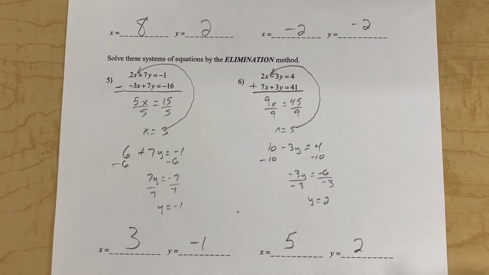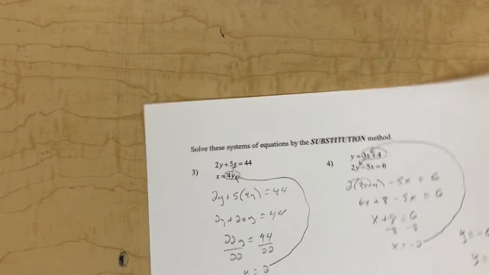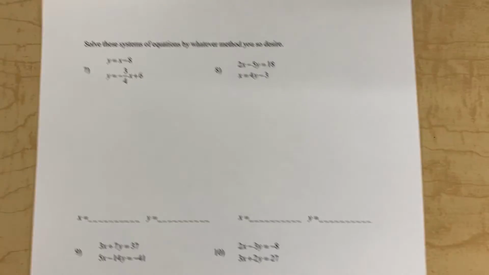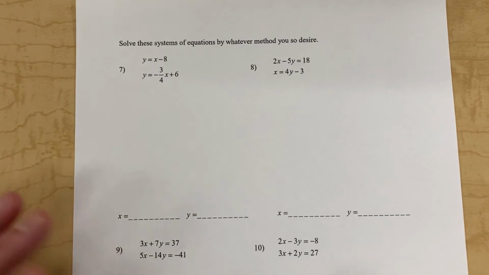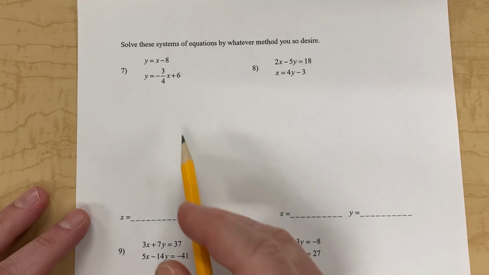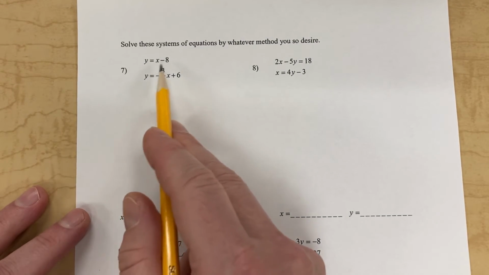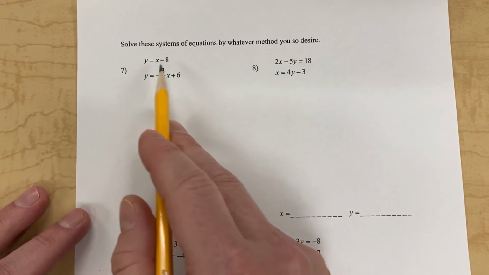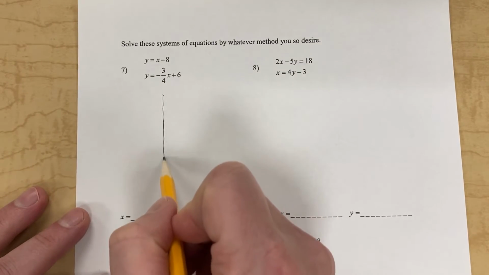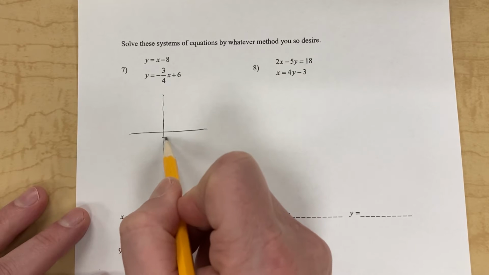All right, so those two weren't too bad because we were kind of ready and set to cancel there. So then we get 7, 8, 9, 10, and now we can pick any method we want here, whatever we think would be best. So for number 7, I see that I've got y by itself for both of them. So I would take a graph. I'm just going to make one here real quick.